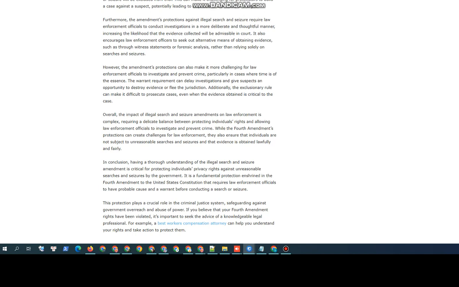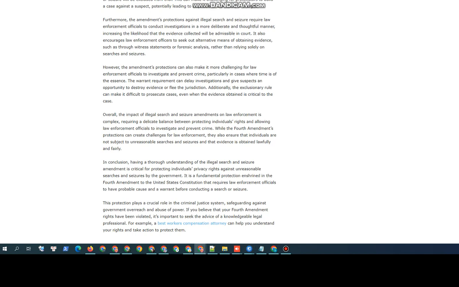However, the amendment's protections can also make it more challenging for law enforcement officials to investigate and prevent crime, particularly in cases where time is of the essence. The warrant requirement can delay investigations and give suspects an opportunity to destroy evidence or flee the jurisdiction. Additionally, the exclusionary rule can make it difficult to prosecute cases, even when the evidence obtained is critical to the case.